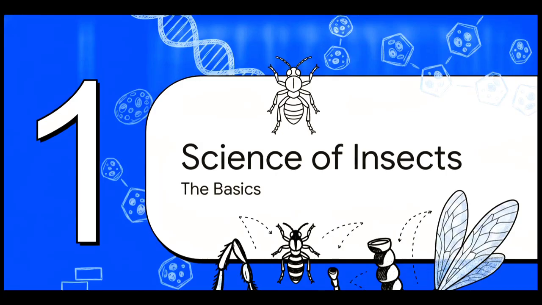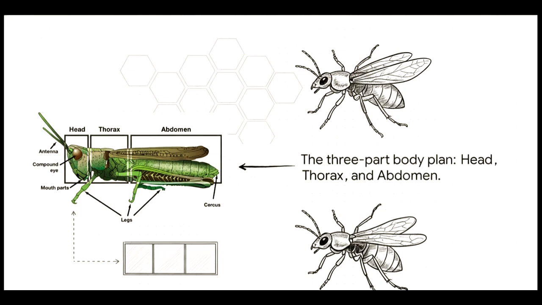All right, part 1, the science of insects. Let's see how this builds from the ground up, starting with what actually makes an insect an insect. The golden rule of class Insecta comes down to a fundamental three-part body plan. Regardless of the species, they all possess a hardened external skeleton divided into three very distinct regions. You've got the head at the front, the thorax right in the middle, and the abdomen at the rear. Basically, if a creature doesn't have this specific segmented layout, it's not a true insect.